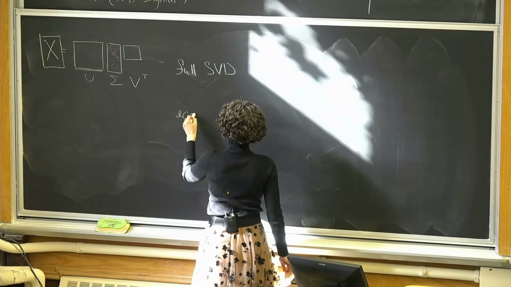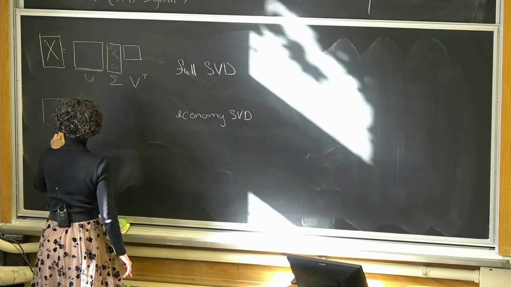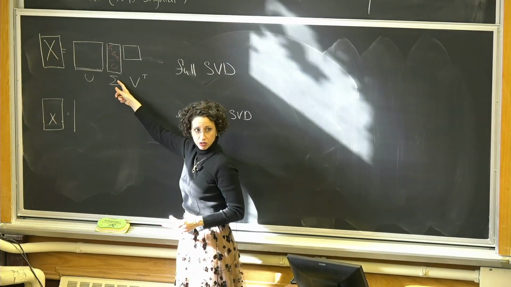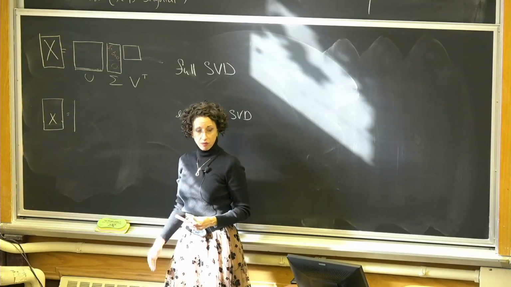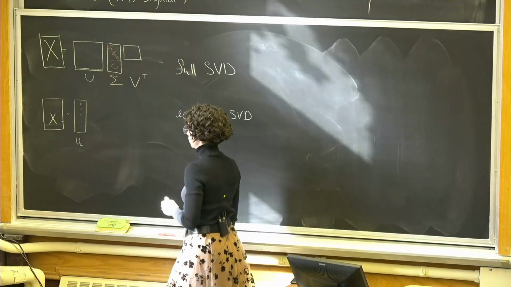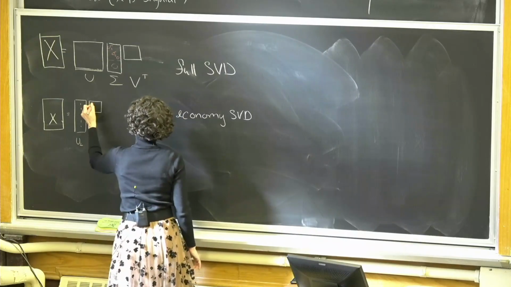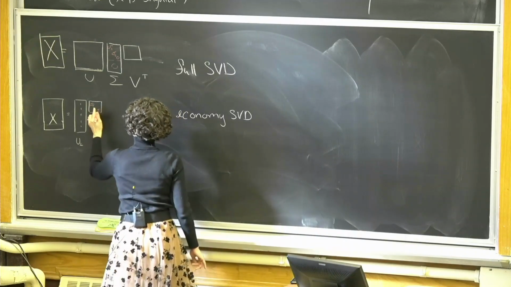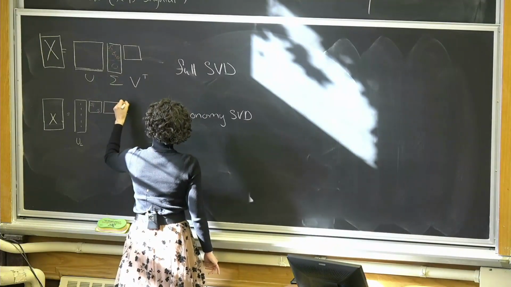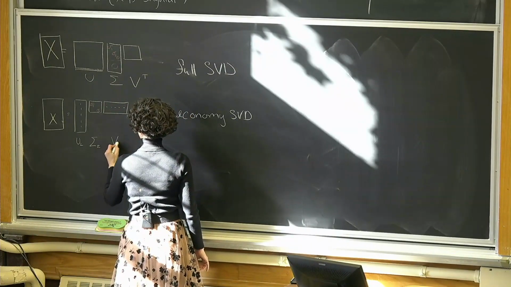Next, I can look at the economy singular value decomposition. So I've got the exact same matrix X here. And now I am noting that in this singular value matrix, only 2 of the singular values are non-zero. And so I can just keep just a 2-column matrix U. And then I can just keep the first 2 by 2 block with singular values sigma 1 and sigma 2. And then I can keep just the first 2 columns of V. So I've only got 2 rows in V transpose. So this is sigma 2, and this is V2 transpose.